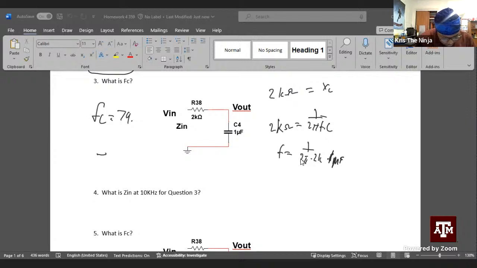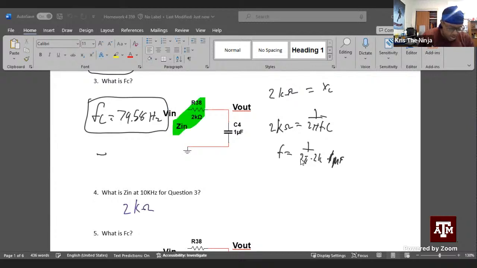What is ZN at 10 kilohertz for this question? Well, if we're assuming that ZN is there, then it's just 2 kiloohms because resistors are not affected by changes in frequency. So next question, what is FC?